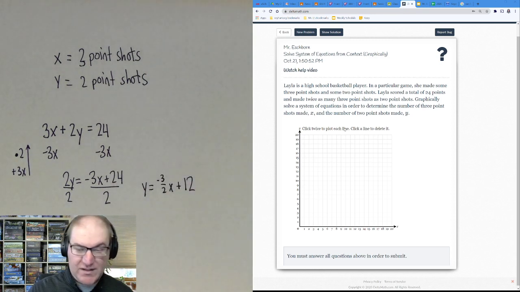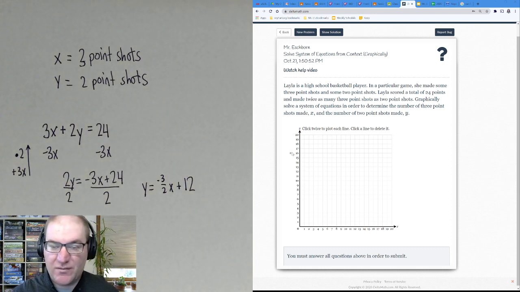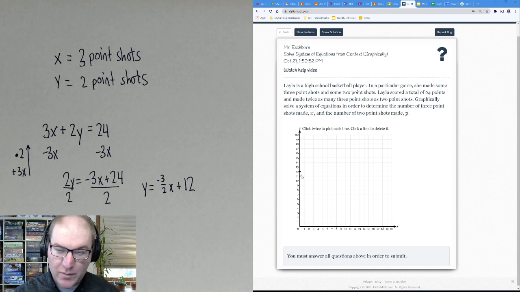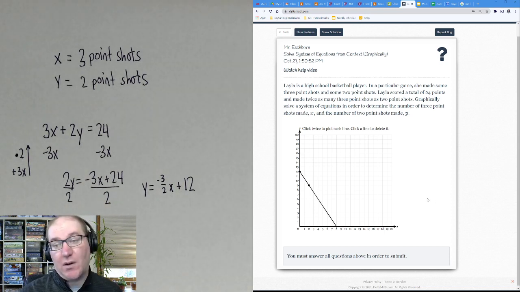So I'm going to graph this now on the coordinate plane that they provided to us. I have a y-intercept of 12 and a slope of down 3 and over 2. Slope of negative 3/2 means down 3 over 2. So that black line there represents all the possibilities that she could have made 24 points. Maybe she just made 8 3-pointers and no 2-pointers. Maybe she made 12 2-pointers and no 3-pointers, or probably somewhere in between, right?